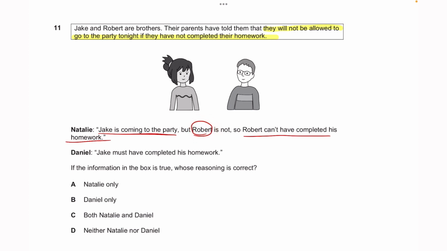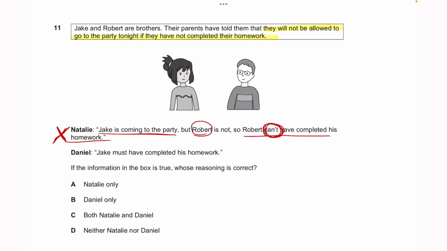And Natalie is assuming that Robert can't have completed his homework, but he actually might have, but he's had other circumstances. What if he's got another assignment, or what if he is sick, we don't actually know. And so that's why Natalie's reasoning is actually incorrect, because she's immediately assuming that it's because Robert didn't finish his homework that he's not coming. But there might be an actual case where he actually doesn't want to go, and there's other circumstances as to why he doesn't want to go.